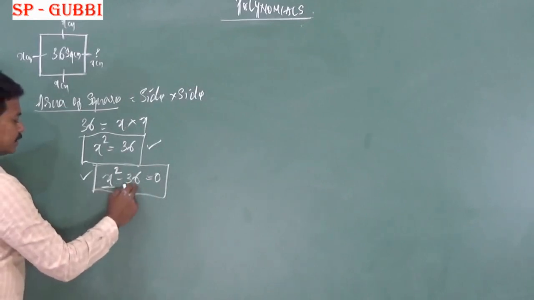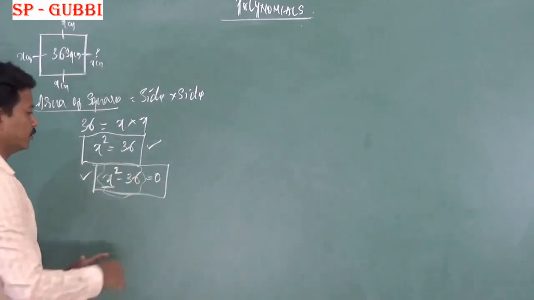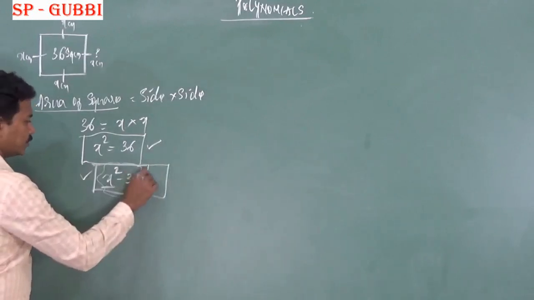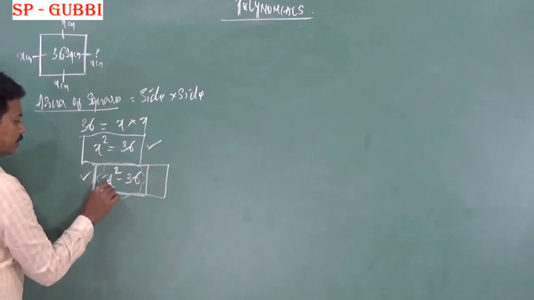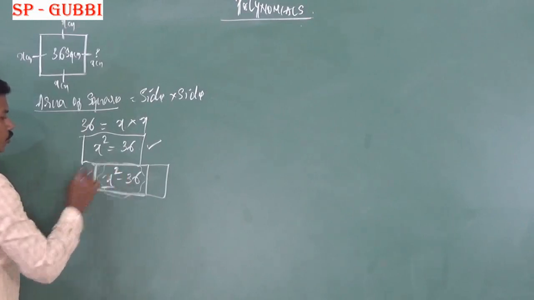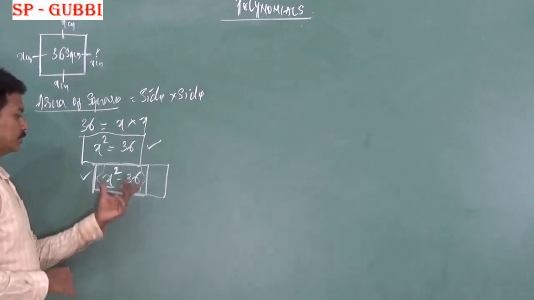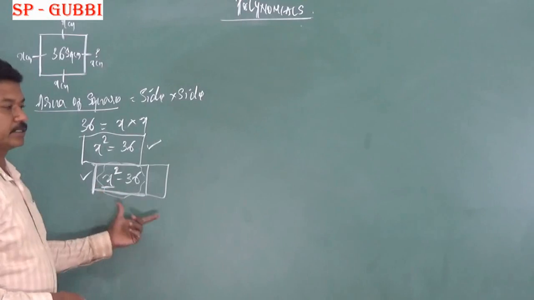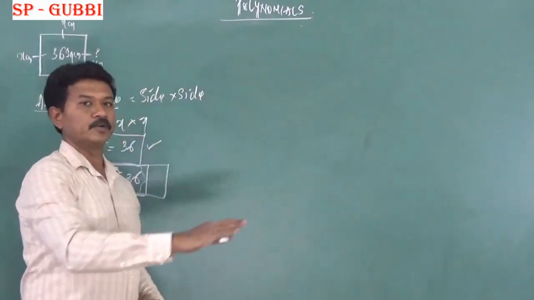So x square minus 36 can be called a polynomial only if you do not consider this equal to 0. When you consider only x square minus 36, there are two terms in this, the variable is x and the exponent of x is plus 2. So this is an algebraic expression in two terms and also a polynomial in two terms. Therefore these types of polynomials are called binomials, in the sense that they have two terms in them.